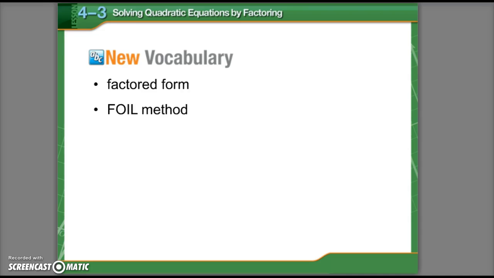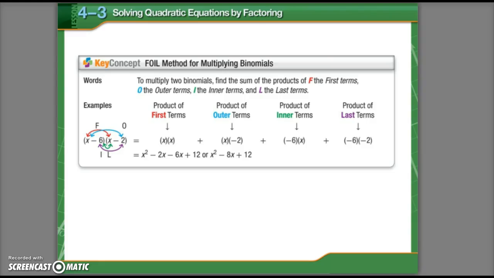Here's some new vocabulary for this lesson, the factored form of a quadratic equation and the FOIL method. Hopefully you've heard of foiling before. So here's the FOIL method. It's a key concept. FOIL stands for first, outer, inner, and last. There's an example for you to look through here, x minus 6 times x minus 2. Just read through this and you can see how foiling works if you don't remember the process already.